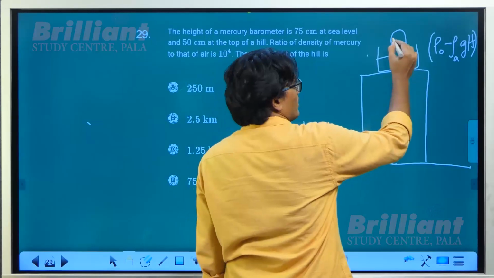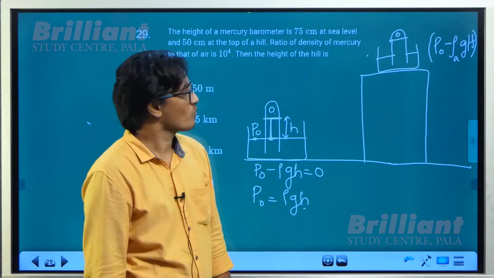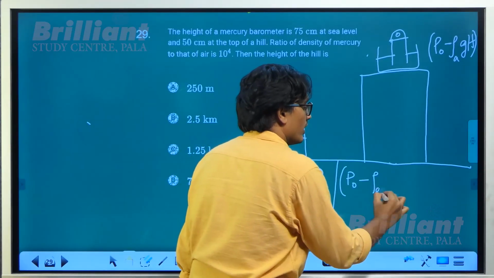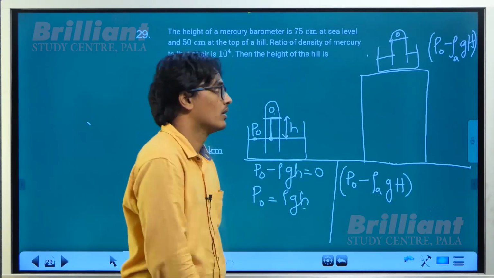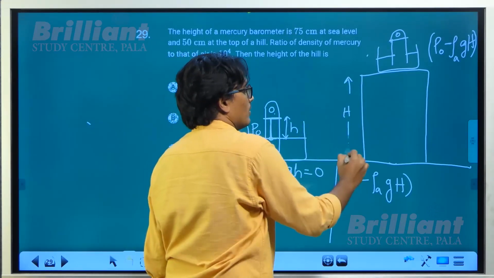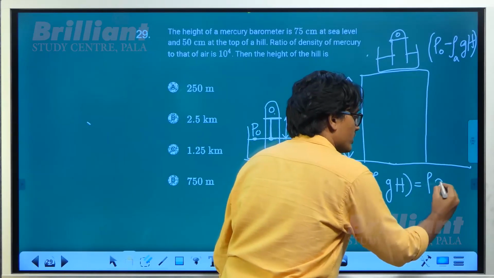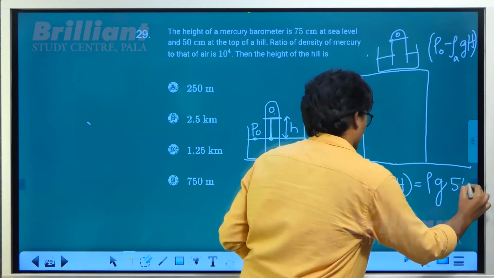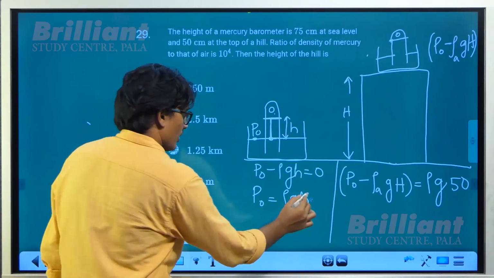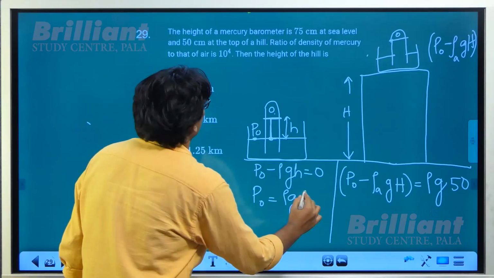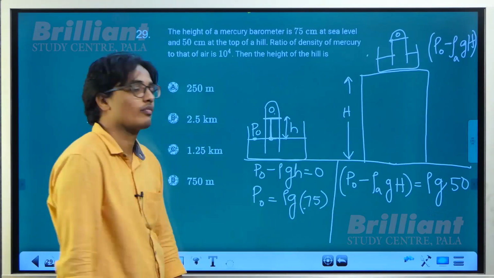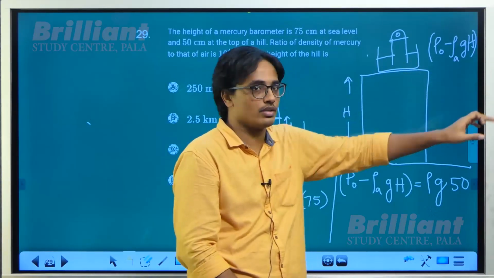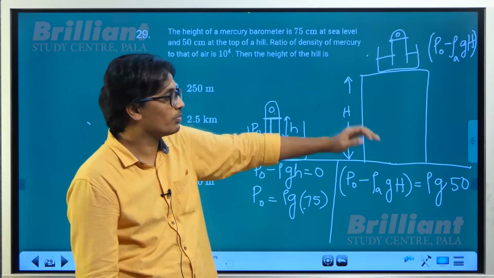So if this is the outside pressure, again there is a vacuum at this point, 0. So again using this logic, P naught minus rho A G, height of the hill, must be equal to density of mercury G into, now they said 50 centimeters. This was 75 centimeters. Here outside pressure is P naught. Here outside pressure is P naught minus rho A G H. Okay, this is air, so you are going above, so pressure decreases.